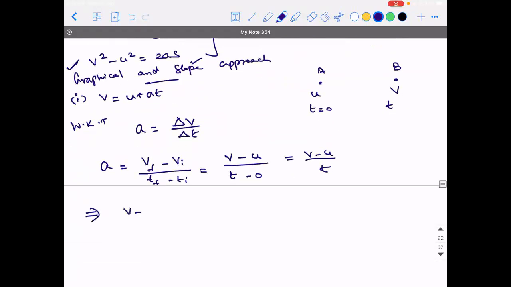So from this, what can you conclude? V minus u is equal to AT and v will be equal to u plus AT. So this is a simple derivation. Right. So v is equal to u plus AT.